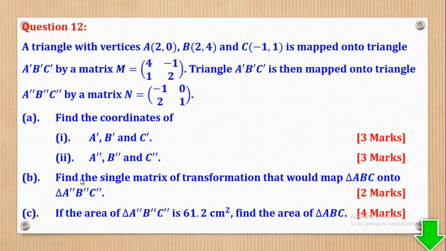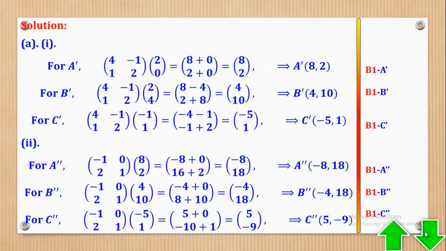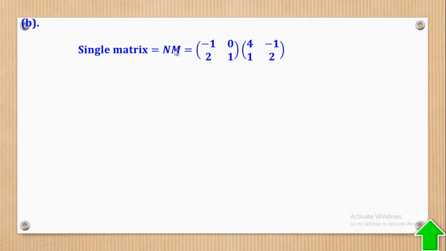Now part B said find the single matrix of transformation that would map triangle ABC onto A double prime, B double prime, C double prime. Then part C, if the area of triangle A double prime B double prime C double prime is 61.2, find the area of triangle ABC. So in this case, this is the image and this would be the object. So the single matrix is matrix NM. This matrix M followed by N is written like that. So we are going to multiply the two matrices to get the single matrix.